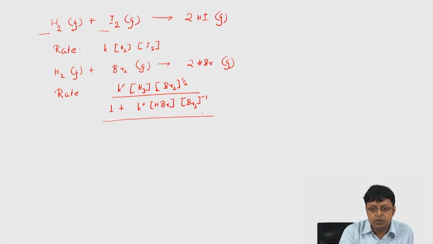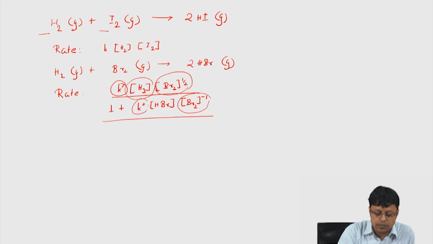It is not simply proportional to the concentration of hydrogen or the concentration of bromine. And also here you cannot say the rate is first order with respect to hydrogen, because it is not simply proportional to H2, there are other factors also in the denominator. And you can also not say that the order of the reaction is half with respect to bromine, or -1 with respect to bromine, or -half with respect to bromine. You cannot say that. And also you see that there are two rate constants actually for this reaction.